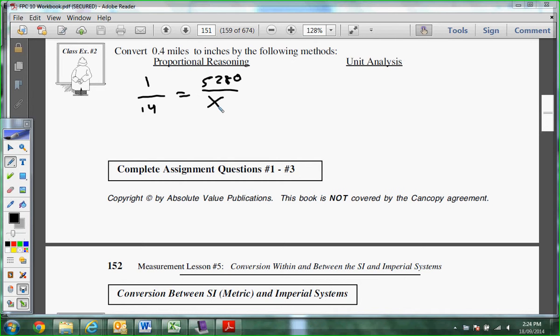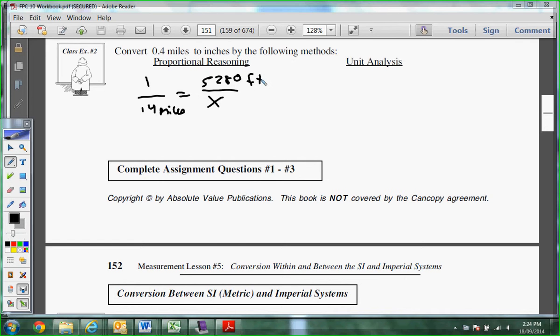Okay, so this is miles. This is how many, see, we're going to inches, right? Yeah, so we have to go 2 steps. So what does 5,280 represent, do you think? Just look at feet. So we're going to go miles to feet and then feet to inches. So I'm doing 2 proportional reasonings.